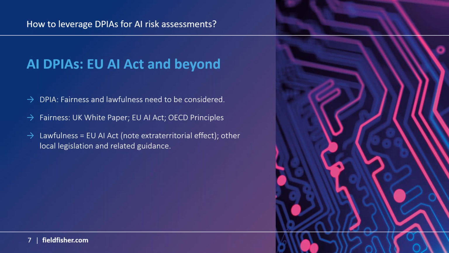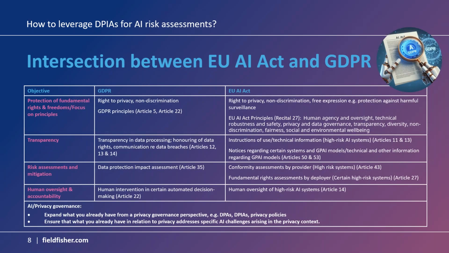But it could also mean other local legislation and related guidance. So it's about ensuring, as part of your DPIA in respect of any kind of AI data processing, that there is overall lawfulness, there is overall compliance with relevant applicable law, not just data protection laws. So against that background, let's have a look at the intersection between the EU AI Act and the GDPR.